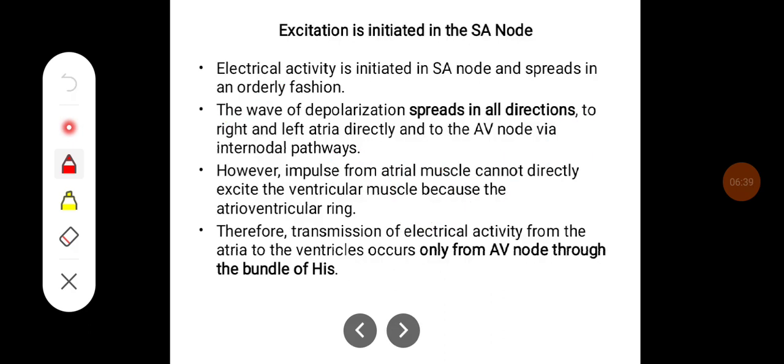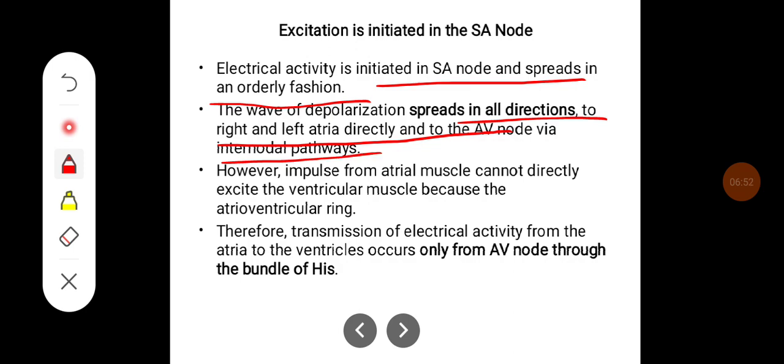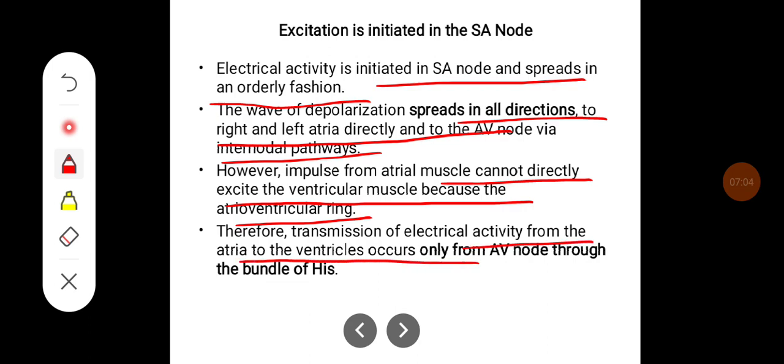The electrical activity is initiated in the SA node and spreads in an orderly fashion. The wave of depolarization spreads in all directions to right and left atria, directly into the AV node via internodal pathways. However, impulse from atrial muscle cannot directly excite the ventricular muscle because of the atrioventricular ring. Therefore, transmission of electrical activity from the atria to the ventricle occurs only from the AV node through the bundle of His.